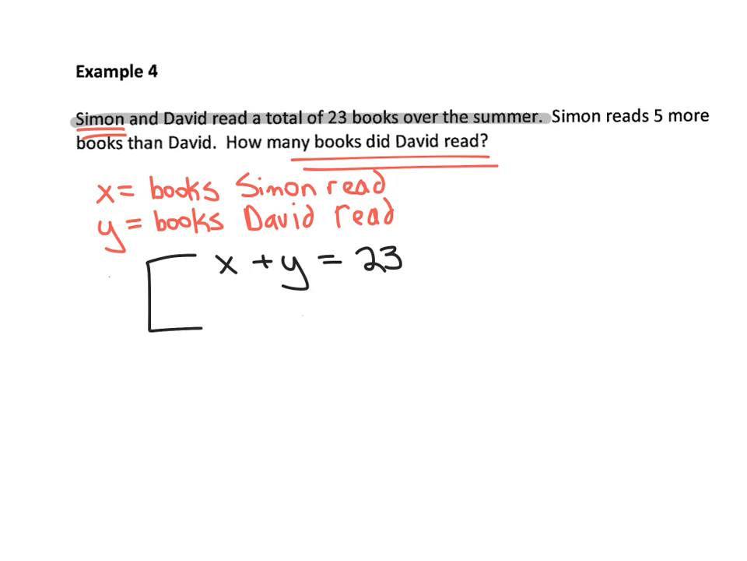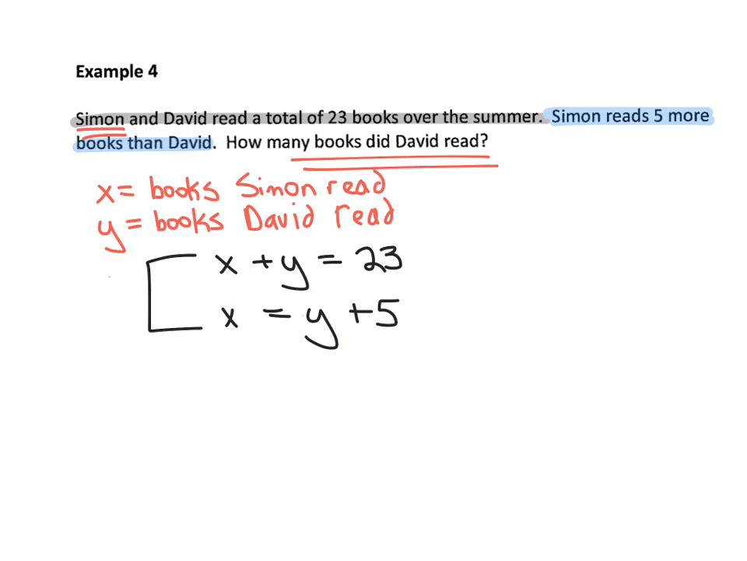Now for the second one, we are going to use this information that says Simon read, I'll make that a little bit easier for you guys to see, Simon read 5 more books than David. So to illustrate that, we will write x, Simon's books, equals the books David read plus 5. So those are our two equations.